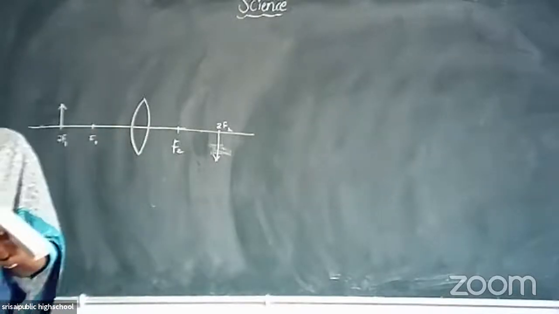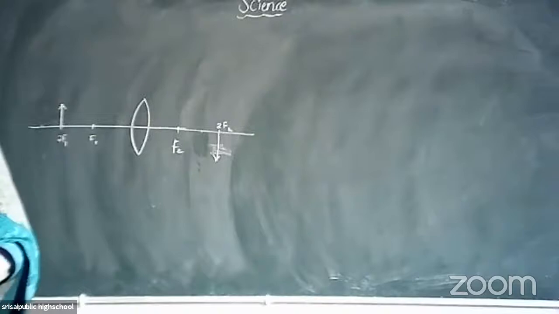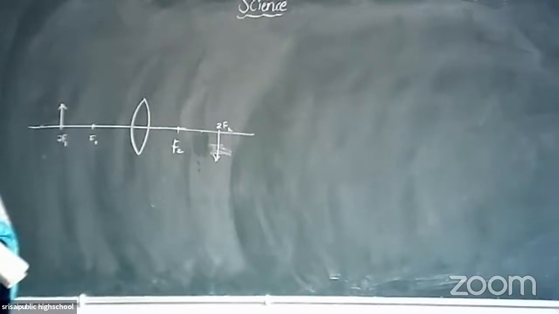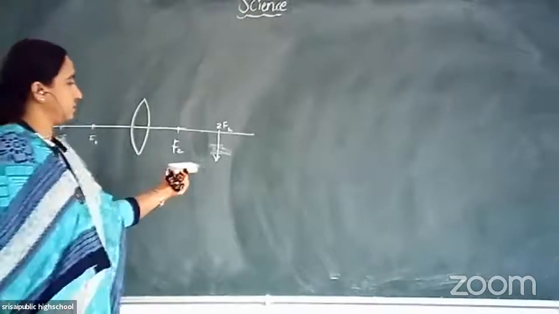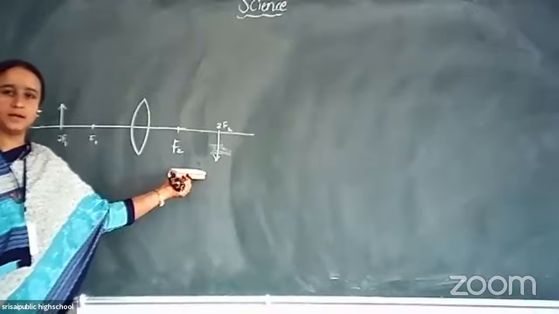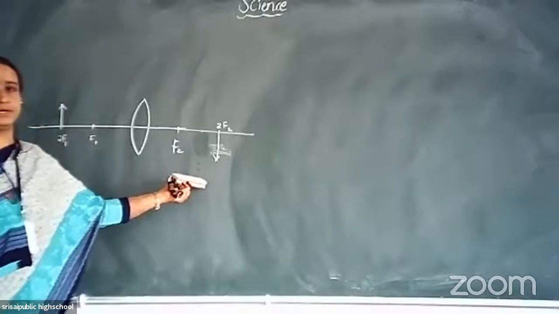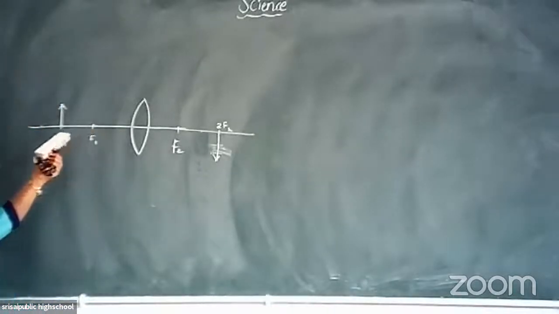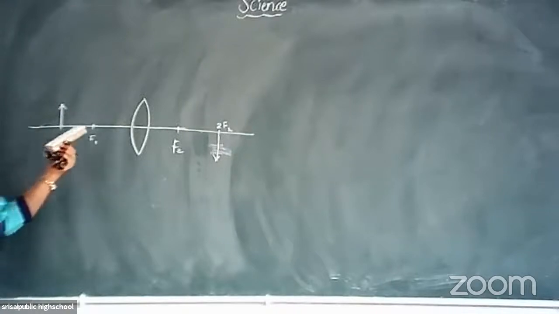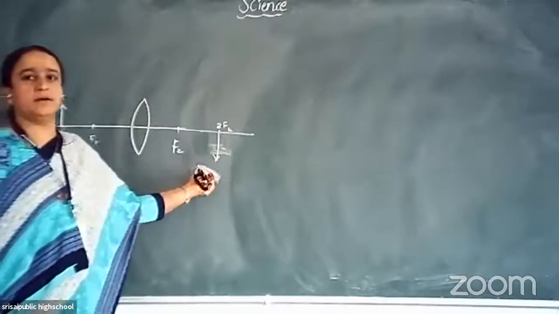And what is the nature now? Observe. What is the nature of the image? See the nature. It is real and inverted. The nature of the image when the object is at 2F1 is real and inverted.